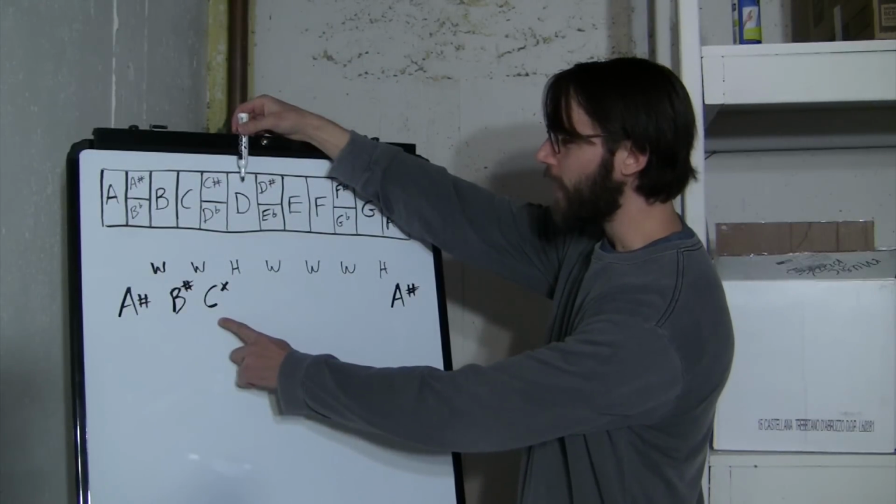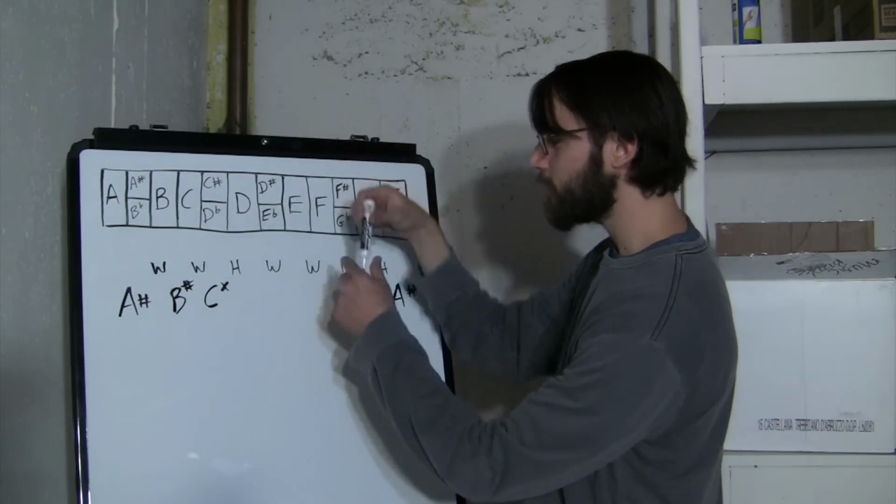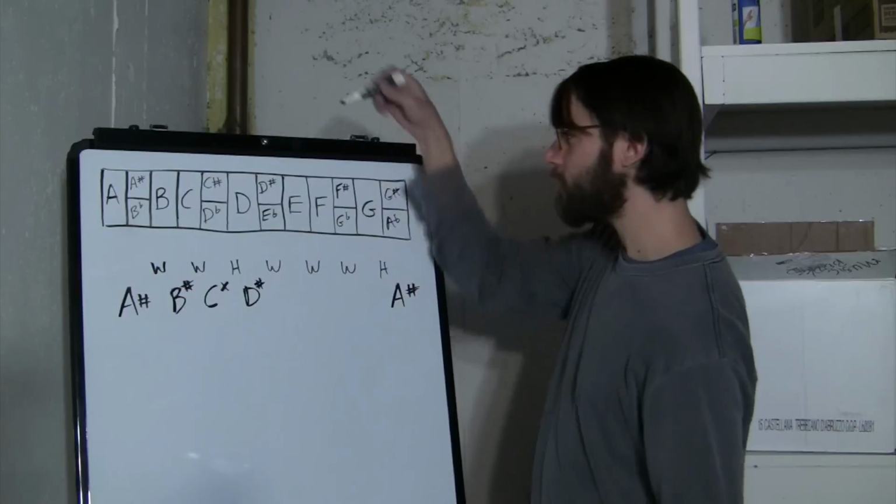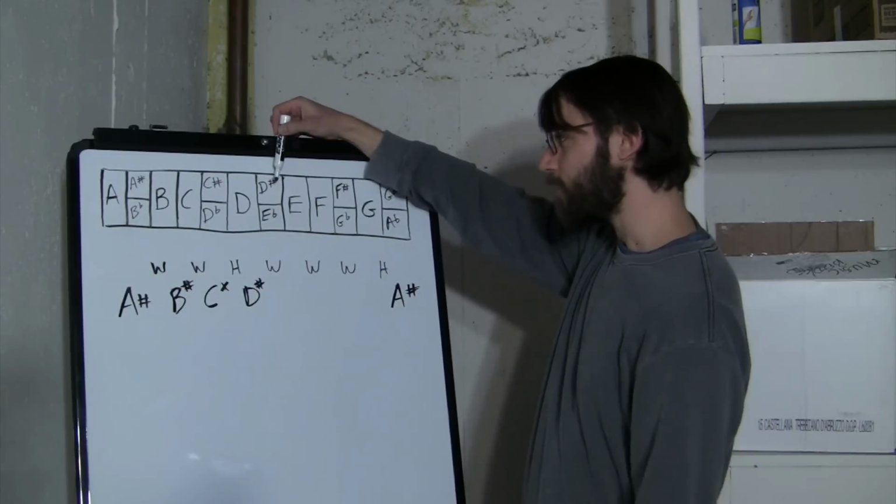Now we need to go up a half step. That gets us here to D sharp. Well, that works out fine, since we need a D anyway. The next thing we need is going to be an E, but we have to go up a whole step.